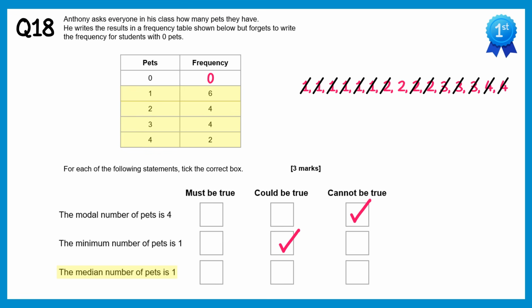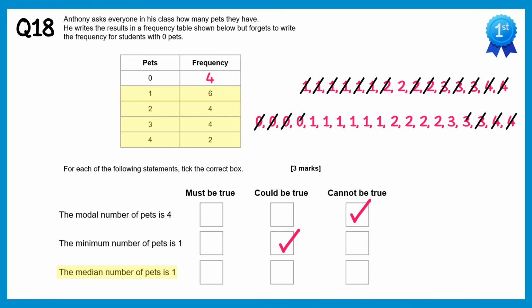But what about if we change this frequency for the 0 pets? What if it goes up to 4, like we had earlier? Well, in this case we'd have the same list, but we'd also have 4 zeros at the front. So if we cross off the numbers in pairs here again, until we end up with a middle number, you can see that in this situation we do end up with 1. So once again this could be true, because we can have some situations where it is true and some where it's not.